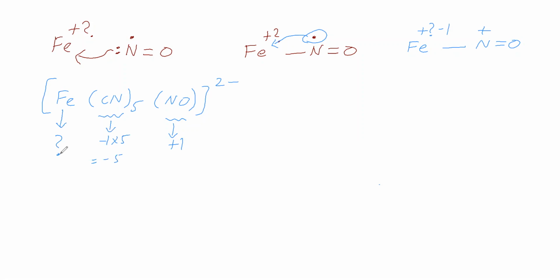For iron we will take X. Cyanide is 5 times, for cyanide -1, for NO +1, equal to the net charge -2. Therefore, X is equal to +2. So the oxidation number of iron in nitroprusside is +2.